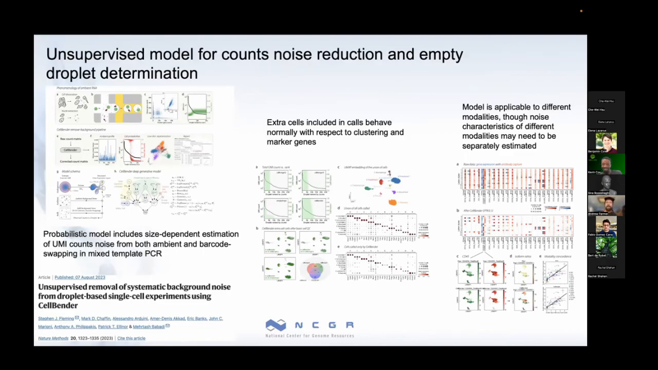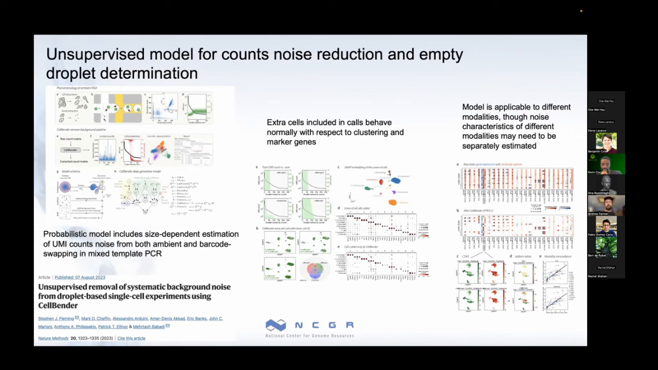Okay, well, this is basically the CellBender tool, which has a very complicated probabilistic model that models a number of different sources of noise, as well as the question of whether cells are actually cells or empty droplets or debris-containing droplets.